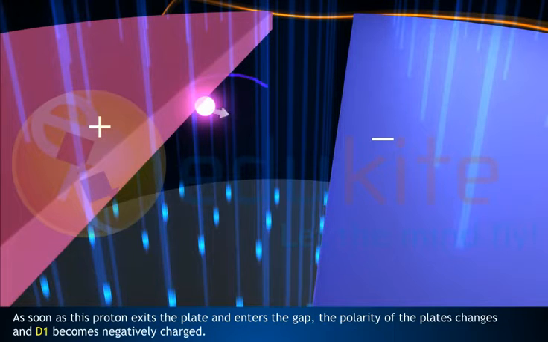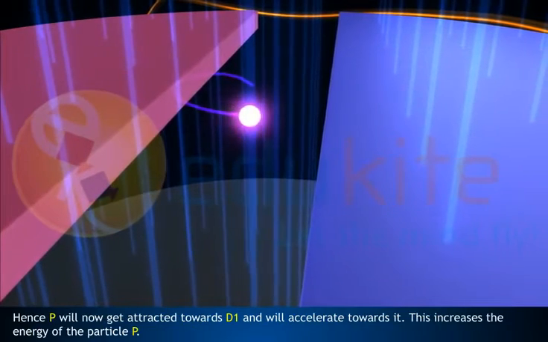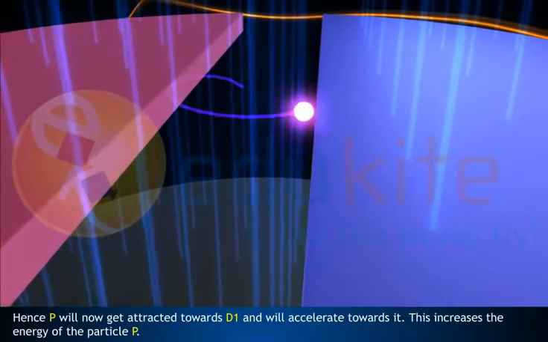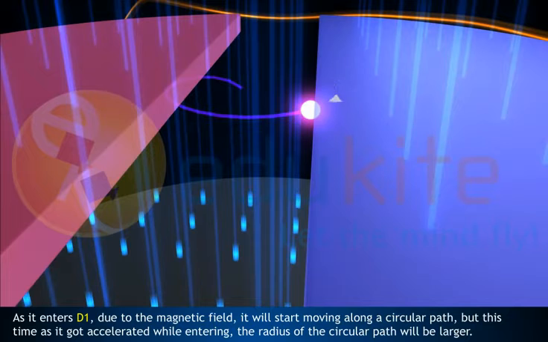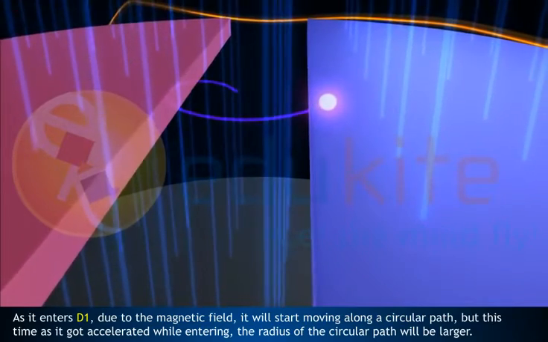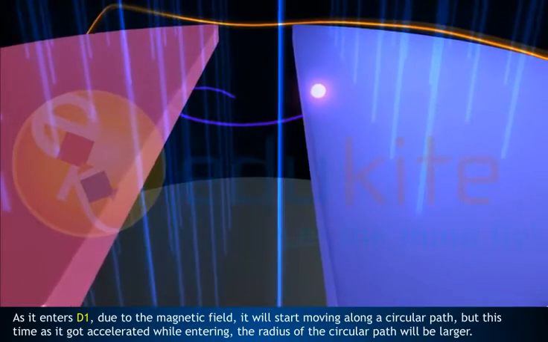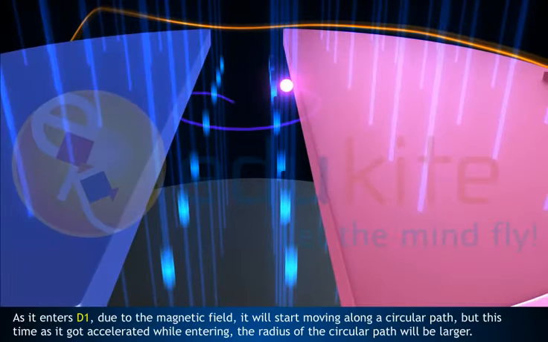As soon as this proton exits the plate and enters the gap, the polarity of the plates changes, and D1 becomes negatively charged. Hence, P will now get attracted towards D1 and will accelerate towards it. This increases the energy of the particle P. As it enters D1, due to the magnetic field, it will start moving along a circular path.